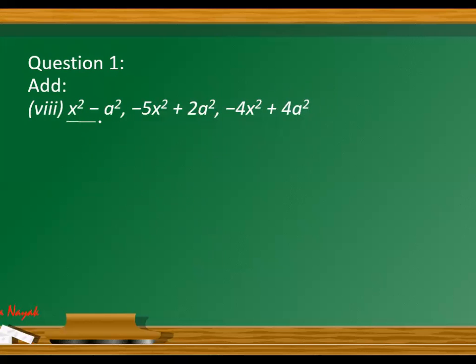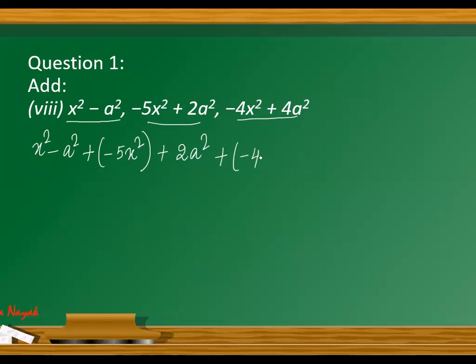Eighth part. So there are 3 algebraic expressions, but all are binomials. They have different terms, 2 terms each. So no problem. Let us write. They are added. So I am writing minus 5x square plus 2x square, 2a square, then addition, minus 4x square plus 4a square. Then what I'll do, I'll separate them. One group is the x square group, one group is the a square group. So they will not combine, they will be separate.